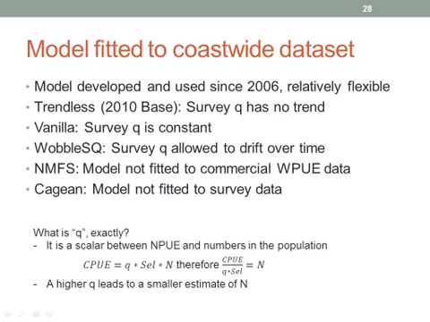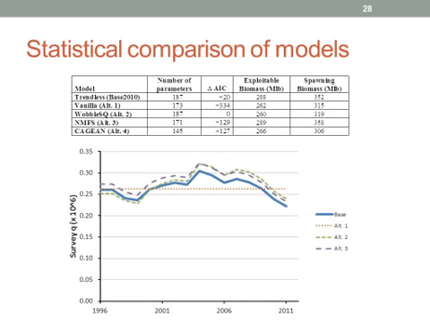And then just to round out the set of models that are run, we've got ones that we call a NIMS type, where it's not fitted to the commercial WPUE data, and then a Cajun model where we don't fit it to the survey WPUE data. So we can statistically compare these different models and also give you some insight into what survey Q looks like among different models shown here.